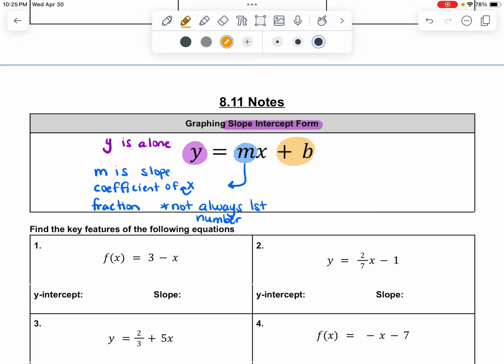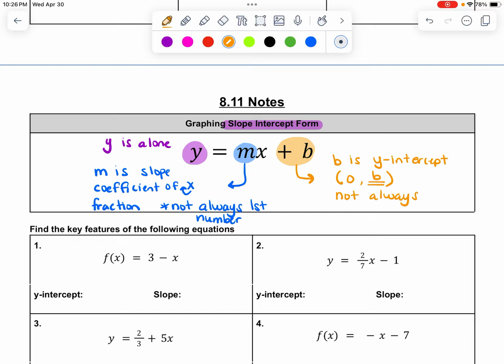The second number that's in this equation is the b. Let's talk about what the b is. B is the y-intercept. It is a point where the x is always 0, and the missing number here is the b from the equation. It is not always the last number. It could be at the beginning of the equation. It's just going to be the number that is not the coefficient of x. It's not the number right before x.